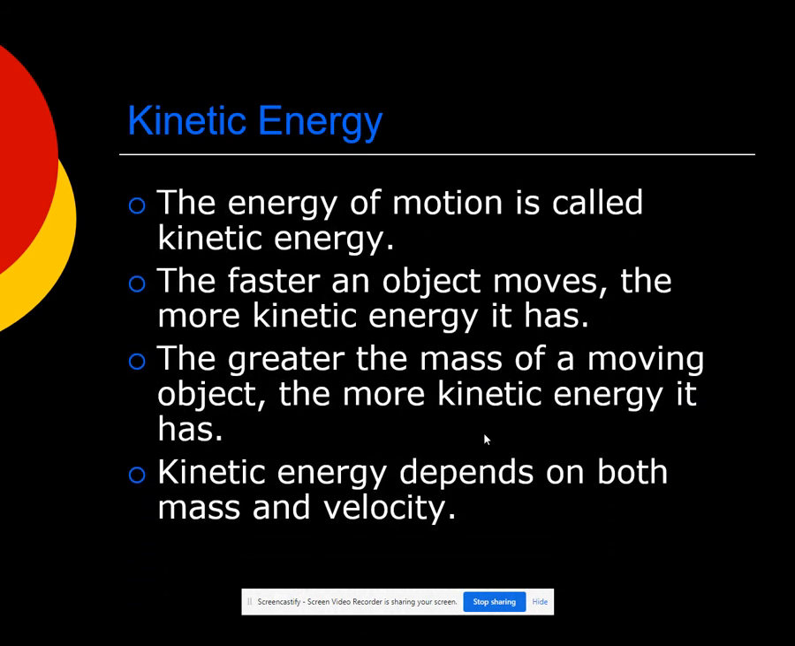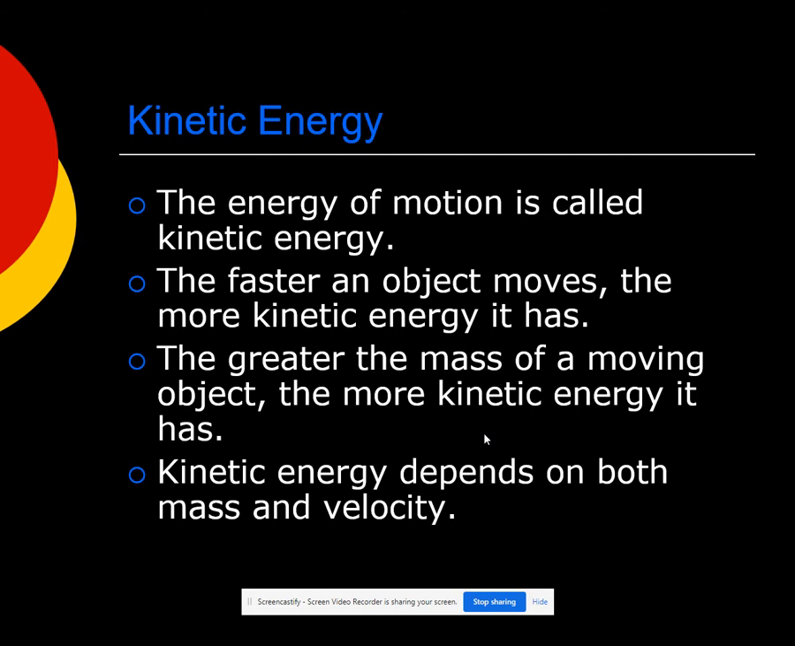Kinetic energy is the energy of motion or movement. Because it's associated with motion, it's very intuitive to think that the faster an object is moving, the more kinetic energy it has. Like if I throw a baseball at 30 miles per hour, it's going to have less kinetic energy than if I throw it at 80 miles per hour. It just makes sense. But also, the mass has something to do with it. The greater the mass of a moving object, the more kinetic energy it has as well.